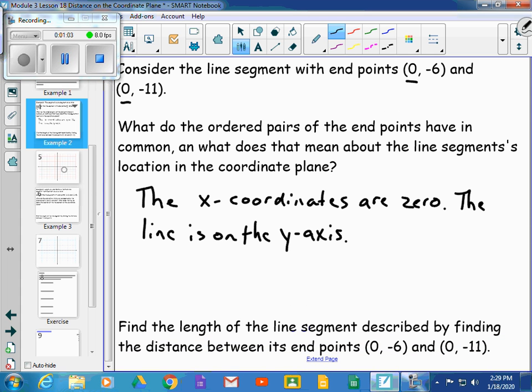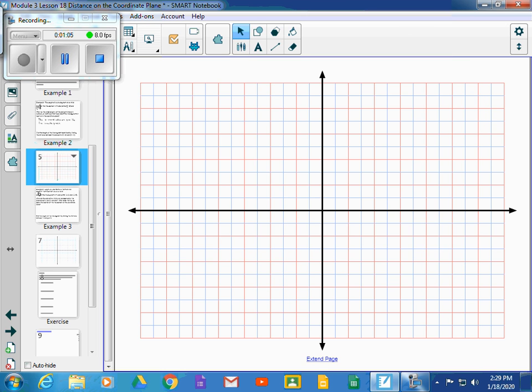We can prove this by plotting this out on the number line. We would have (0, -6), and then we would have (0, -11). Now I'm going to have to put -11 down here an extra because I don't have enough places on my grid. The line that is connected, notice, is a vertical line right on the y-axis.